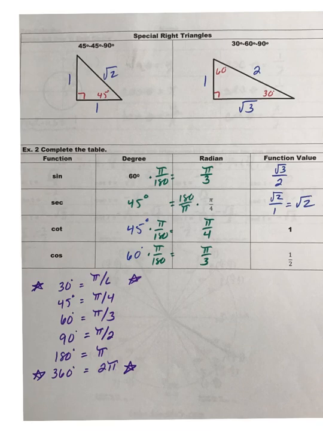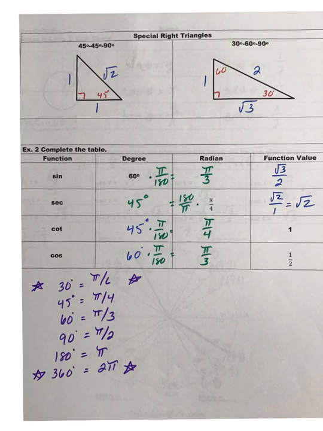And they have a ratio between the sides of the triangle. For the 45-45-90, the ratio is 1 to 1 to root 2. So if this was a 4, this would be a 4, this would be a 4 root 2. If this was a 7, this would be a 7, this would be a 7 root 2.